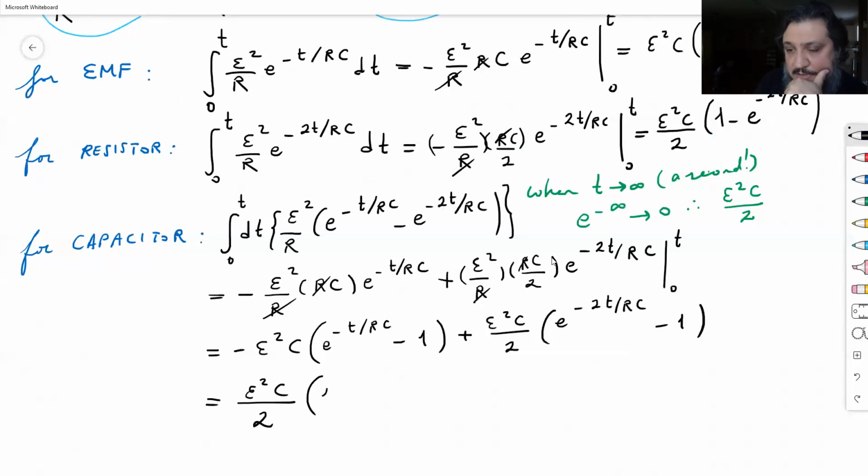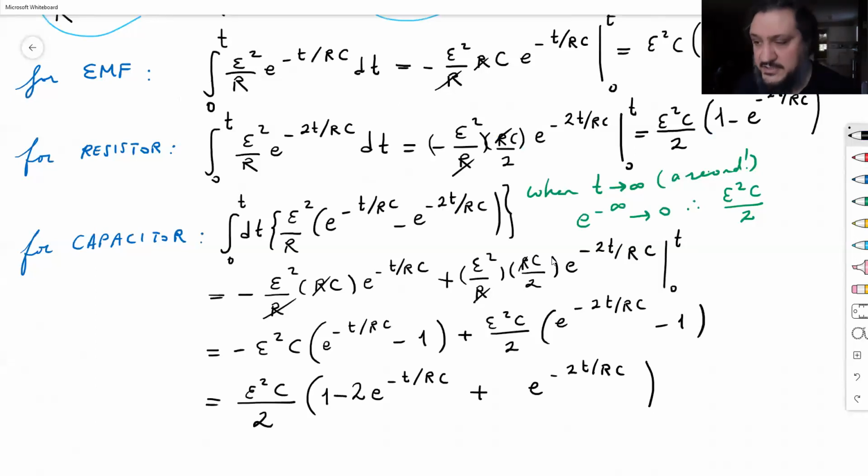I have 1 here. And then I have the E to the negative t over RC term. I have 1 over that. There's 1/2, so I need to put 2 here. And I need the negative sign in the front. And then I need now the E to the negative 2t over RC term. And it has to have 1/2, which is here. And it's a plus. Okay, so that is my energy there.